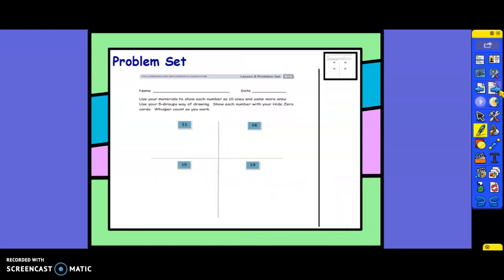All right, we're going to move on to our problem set. So they want us to use our materials. Now, Miss Nakim would like you to draw this for me. We're going to draw to show each number as 10 and some more ones. We're going to be making 5 group drawings. So we have the number 11. Okay, Miss Nakim is going to do 2 with you, and then I have a good feeling you can do the rest with a little support or by yourself. And Mommy and Daddy can help you with that to check them, or an adult or an older brother or sister. Let's try 11 together.